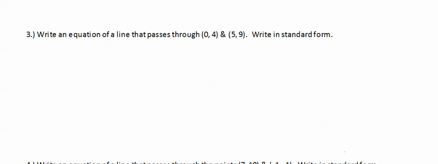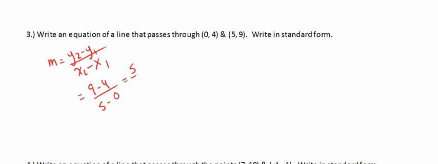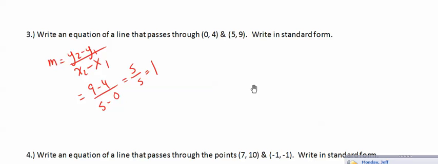Number 3 says write an equation of a line that passes through (0, 4) and (5, 9), and we should write it in standard form. If we are given 2 points, we should create a slope. And you should hopefully remember that we calculate slope by y2 minus y1 over x2 minus x1. So when we plug it in, 9 minus 4 over 5 minus 0, and that gives us 5 over 5, which equals 1. So our slope is 1, and then let's look at what else is given.